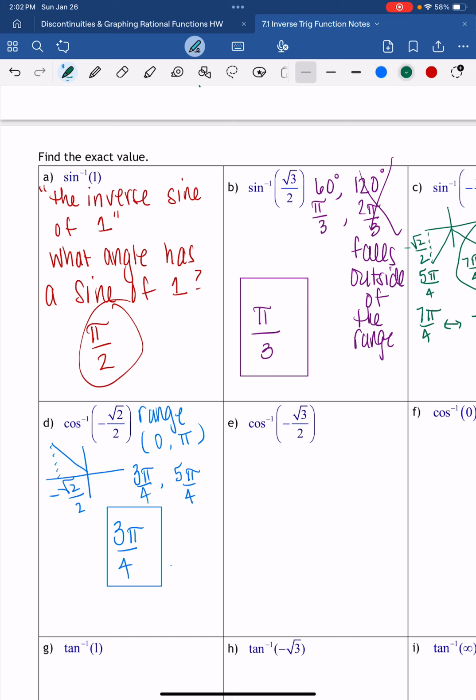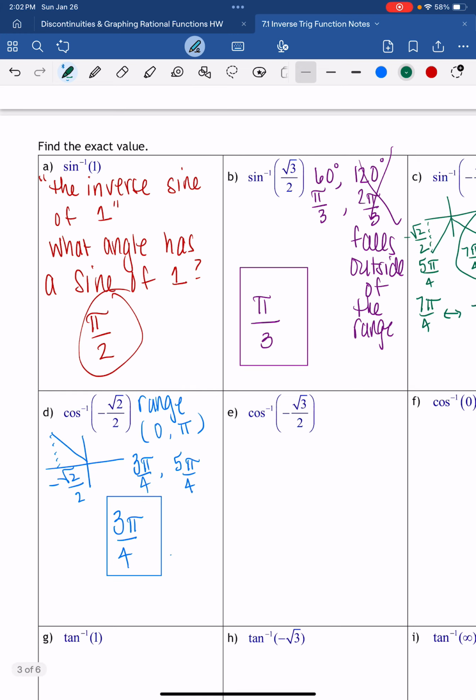So the inverse cosine of negative root 3 over 2. Let's figure out what angle has a cosine of negative root 3 over 2. That's going to be a 30-degree reference, or pi over 6. If you look at your unit circle, negative root 3 over 2 is either 5 pi over 6 in quadrant 2 or 7 pi over 6 in quadrant 3. But only 5 pi over 6 falls within the range of 0 to pi.